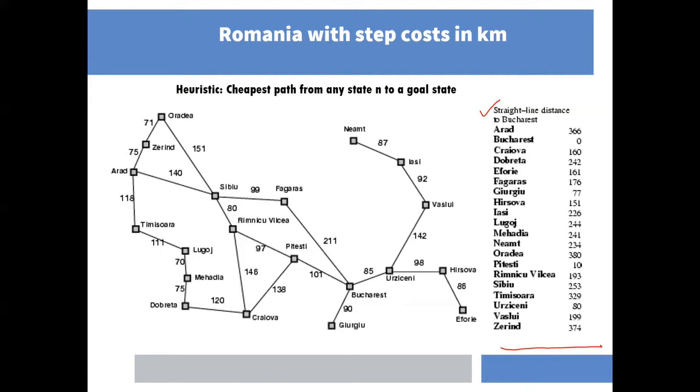The straight line distance, for example, here we have Arad. It means that from Arad to Bucharest, if we draw a straight line between them, that distance is 366 kilometers. From Craiova to Bucharest, where is it? There. That distance is 160. So this is an example of an h of n, or a heuristic.